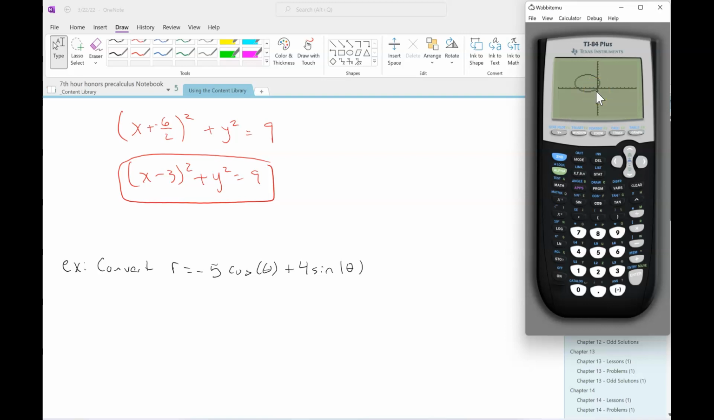Turns out that the radius is an irrational number here. So even if you tried, you're not going to come up with the exact value from looking at your calculator screen. You're going to have to do it this way.